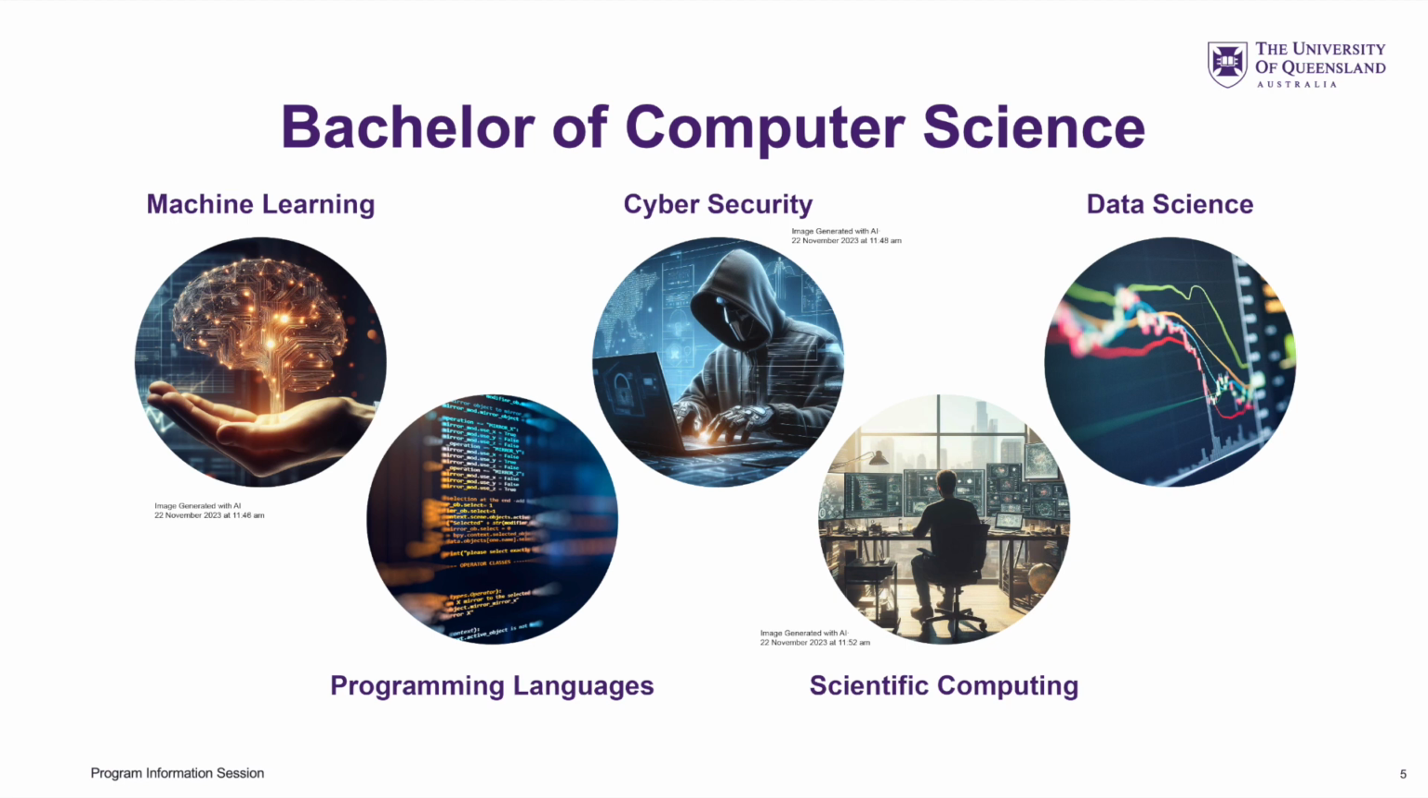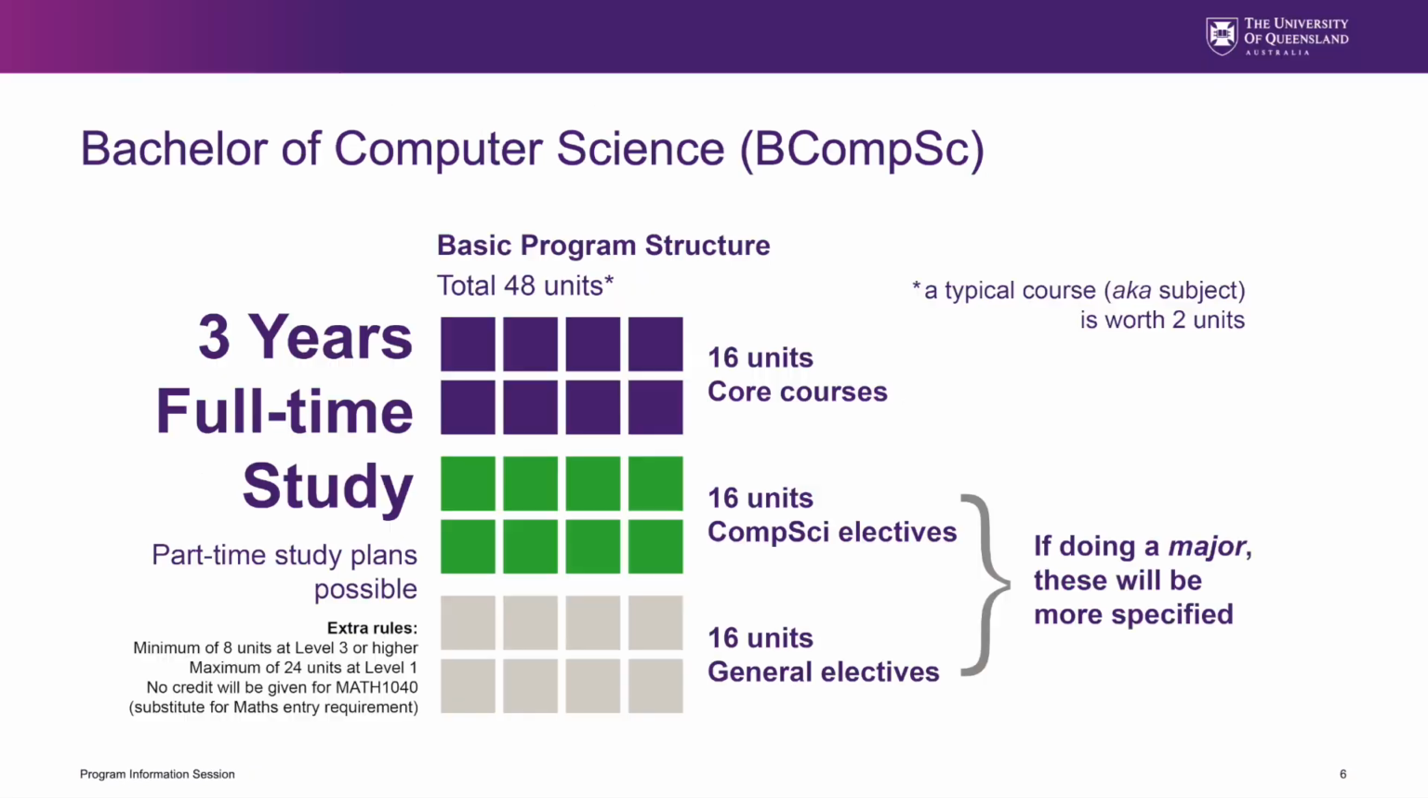You can also choose to double major, or you can choose a more general program where you don't elect a major. The Bachelor of Computer Science program is a total of 48 units. At UQ, a typical course or a subject is worth 2 units, so this will add up to 3 years of full-time study. Part-time study plans are also possible.